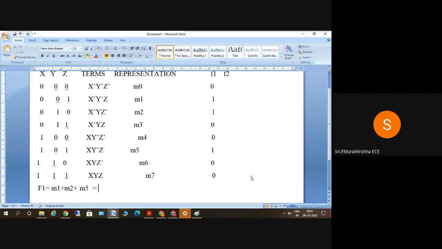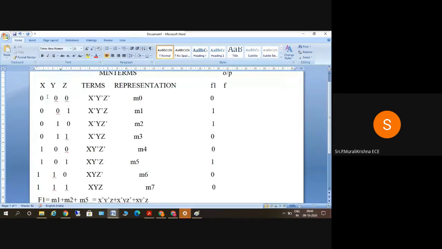What is M1? So M1 is X bar, Y bar, Z, and what is M2? X bar, Y, Z bar, and what is M5? M5 is 101. It is X, Y bar, Z here. Okay, so this is how we have to write the Boolean functions here. Then we'll go for the simplifications, or we'll draw the logic diagrams. So these are the simplifications we have to do here.